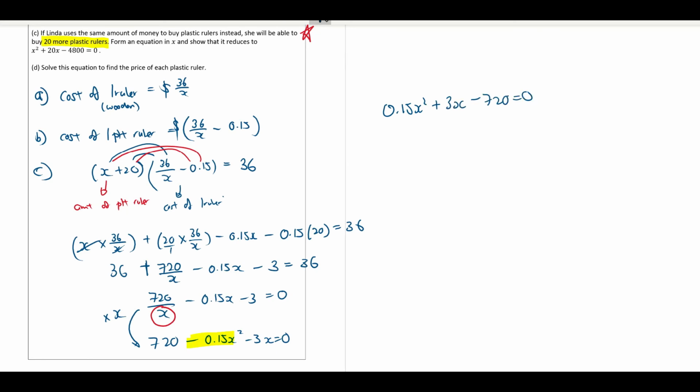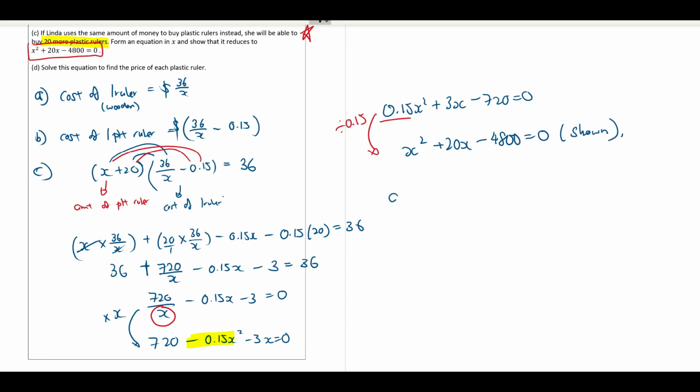Next, the equation says I must form it to become this. What do I do? I divide everybody by 0.15 so that this 0.15 disappears. Then I will get x squared plus 20x minus 4800 equals 0. And that is how I show it.